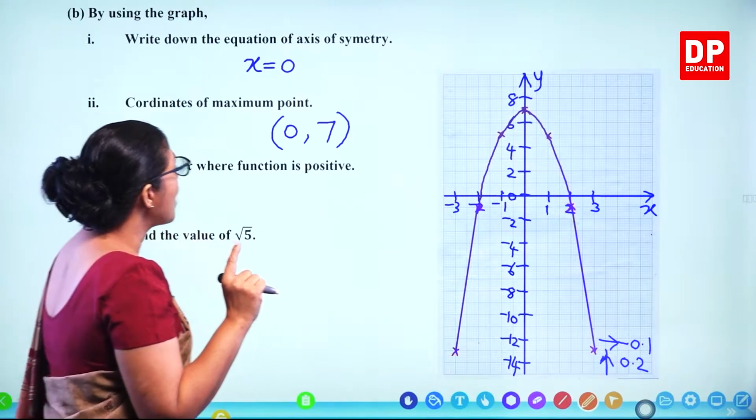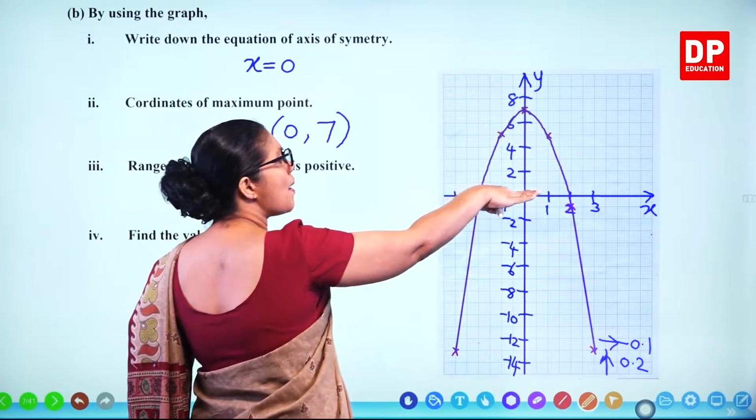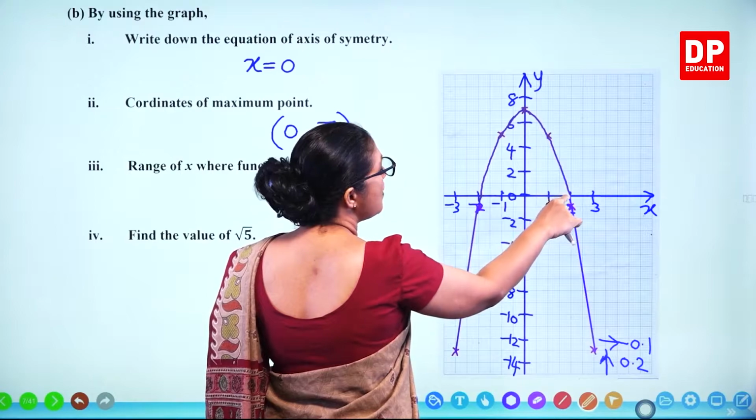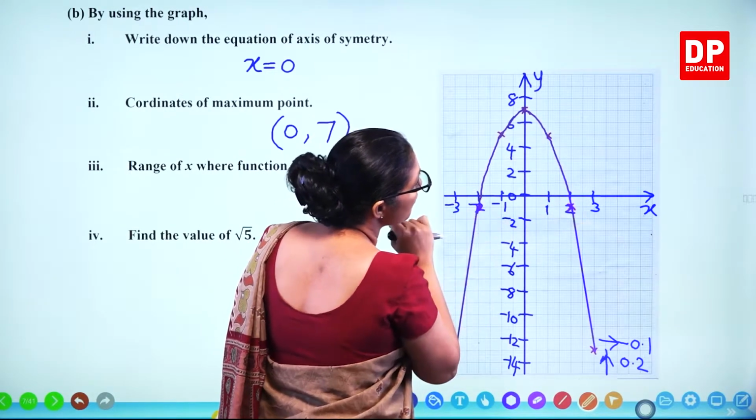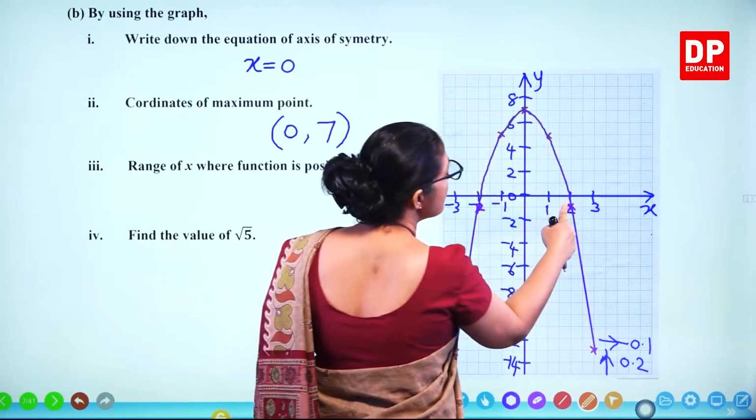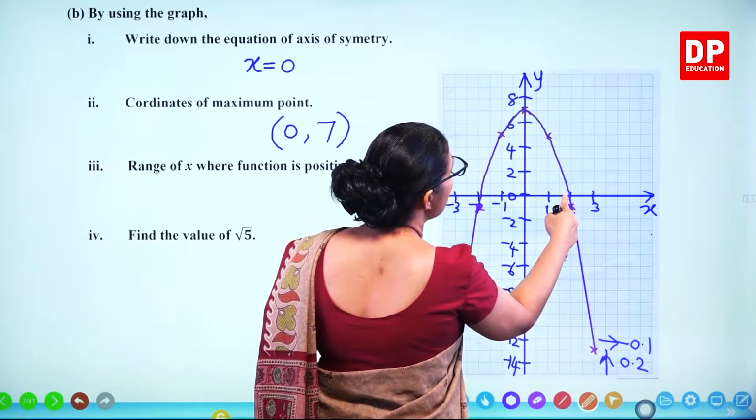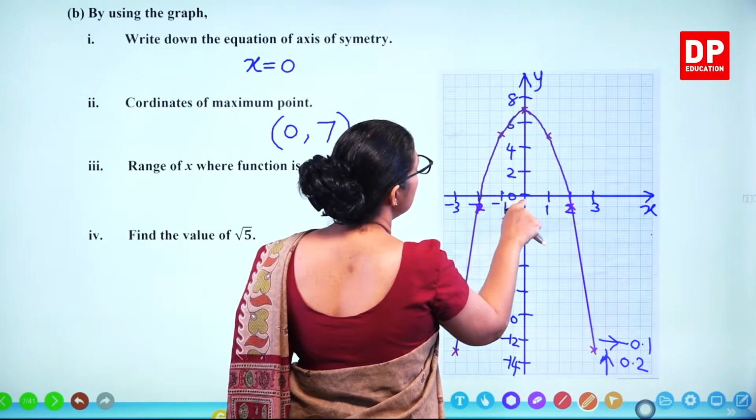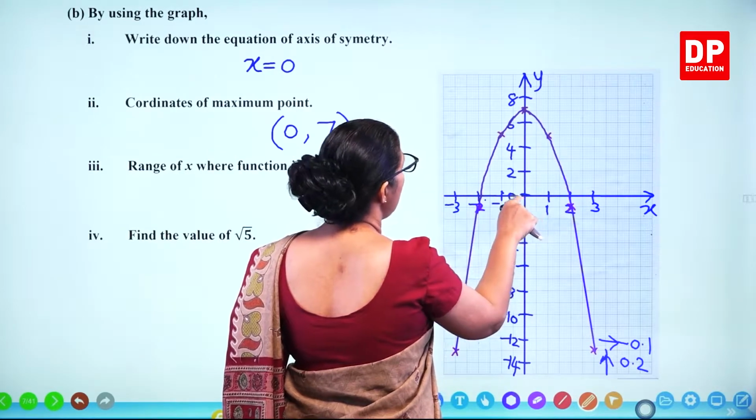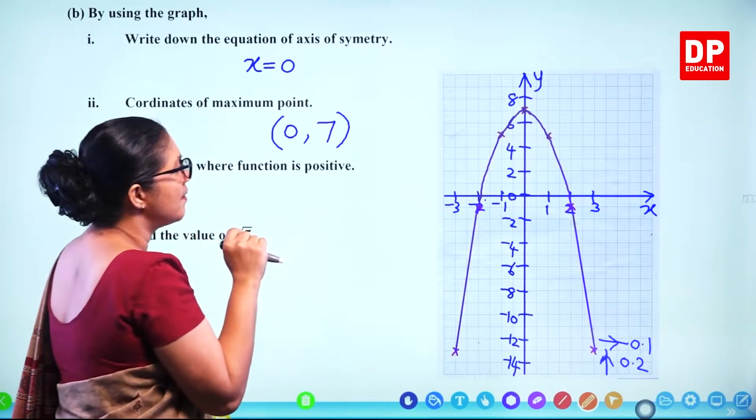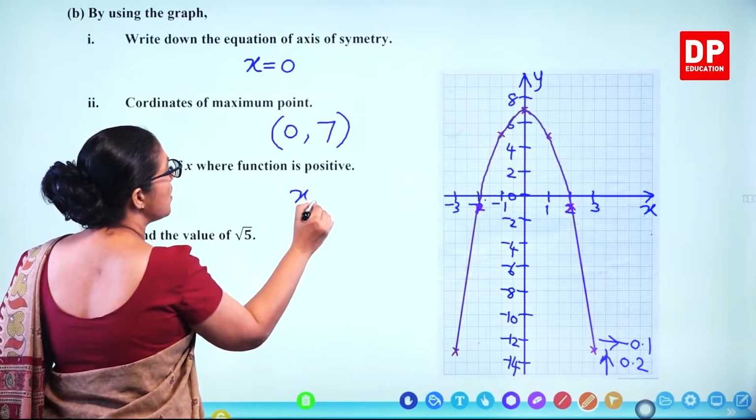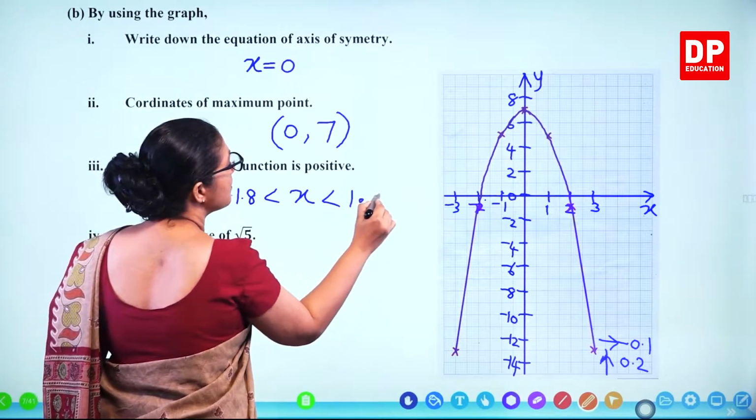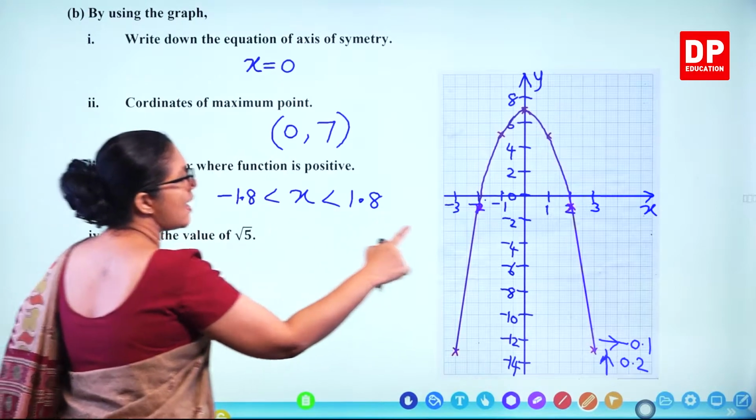Range of x where function is positive. Positive means above the x-axis. So here you have to read this point and this point. Roughly how much? So this is not exactly 2. So this is like 1.8 and minus 1.8. So we can write x is in between minus 1.8 and plus 1.8. It's not exactly 2 because 2 is here.